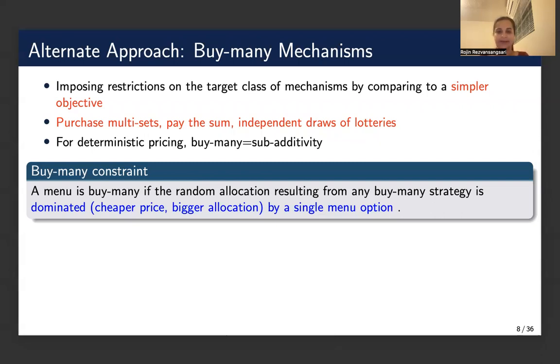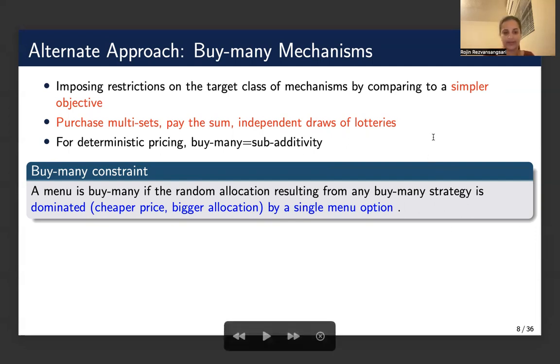And this brings us to buy-many mechanisms. These mechanisms are basically motivated by natural real-life examples where a buyer can go to a shop multiple times and buy any multi-set of items and pay the sum. This is what buy-many mechanisms are. And if the options that the buyer purchases are lotteries, then they will get independent draws of the lotteries. Note that for deterministic pricing, the buy-many constraint basically means sub-additivity over pricing.